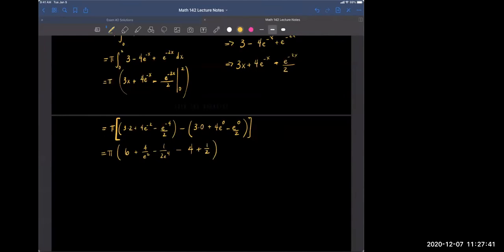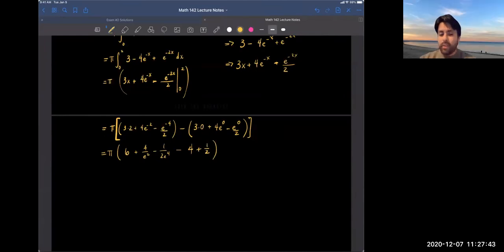And then all is well with the world. 6 minus 4 is 2. 2 plus a half is 2.5, 5 halves. So yes, I agree. I agree, Maple. I agree. What is it, SymPyLab? I agree.